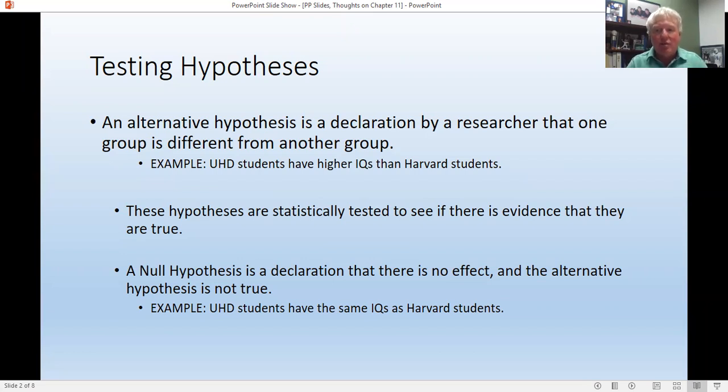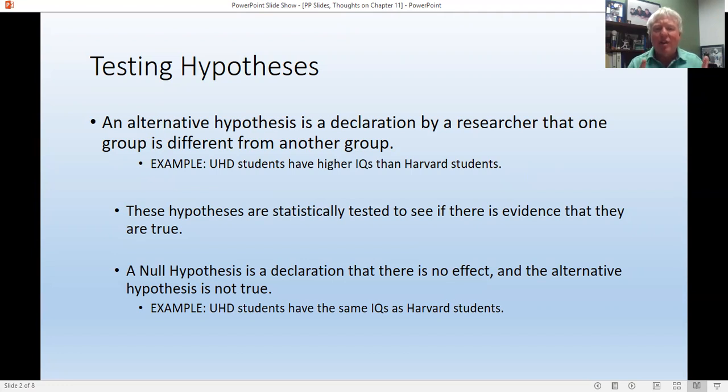I can actually see some support for that because it really kind of depends on what kind of IQ you're measuring, because in a lot of cases, the UHD students are clearly smarter about their day-to-day life than Harvard students. So I can see where data would actually test this alternative hypothesis and it would come true. So that's an alternative hypothesis.